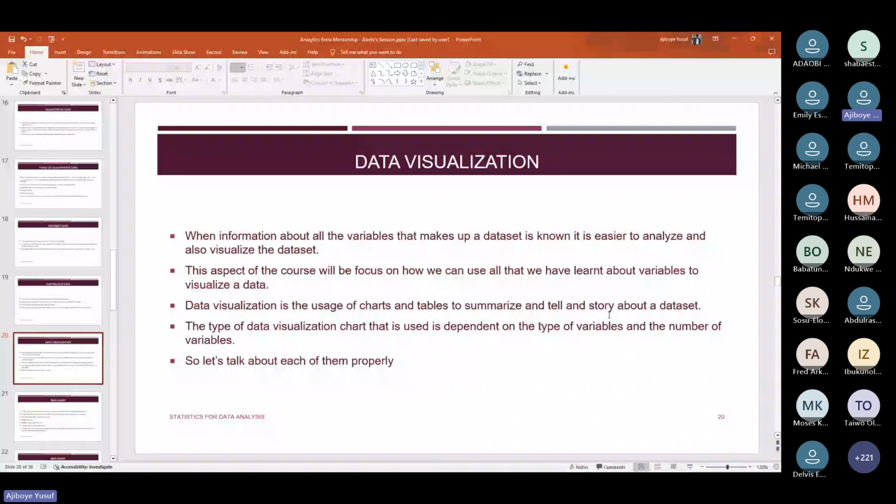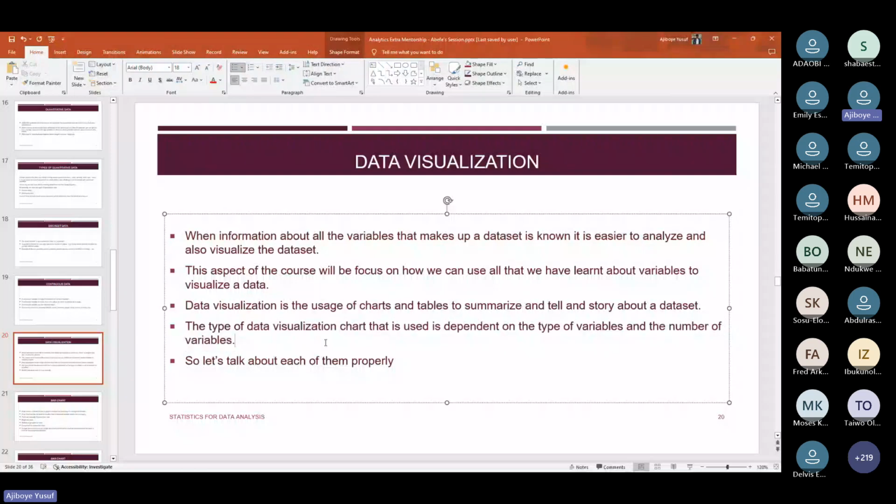Now, very important, the type of data visualization chart that is used is dependent on the type of variables or the type of data and the number of variables that you have. What do I mean? Let's say you want to visualize the count of goods. Probably I have a store and we are selling food items, gadgets, toiletries.